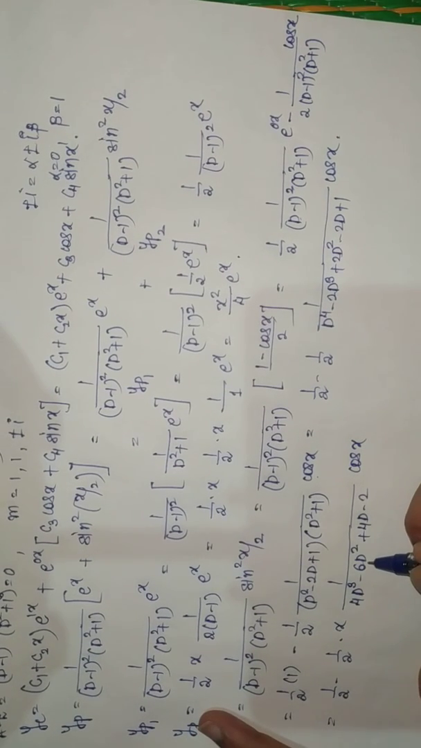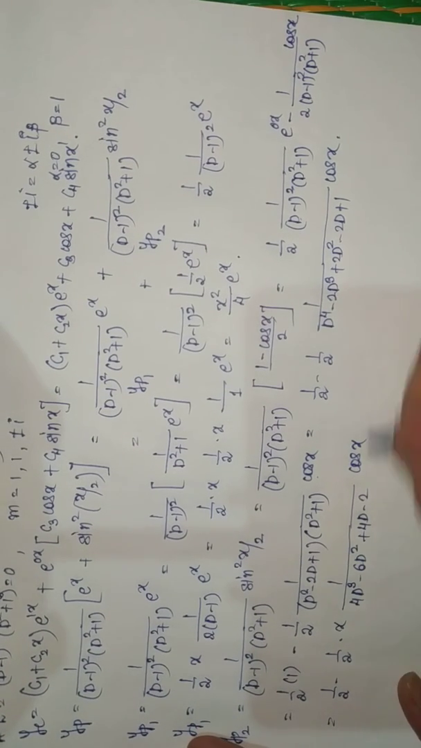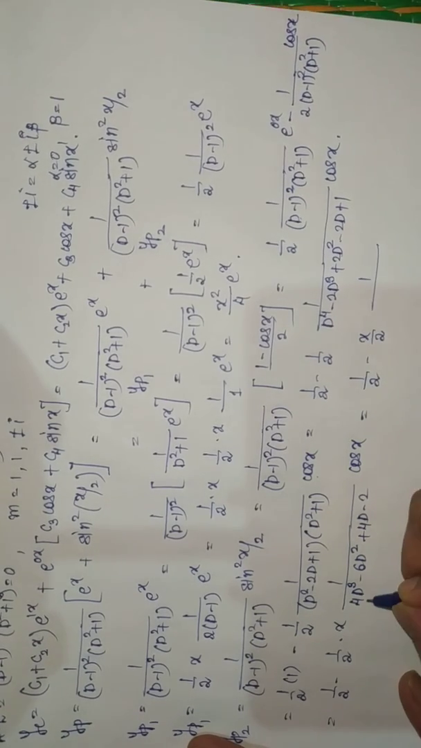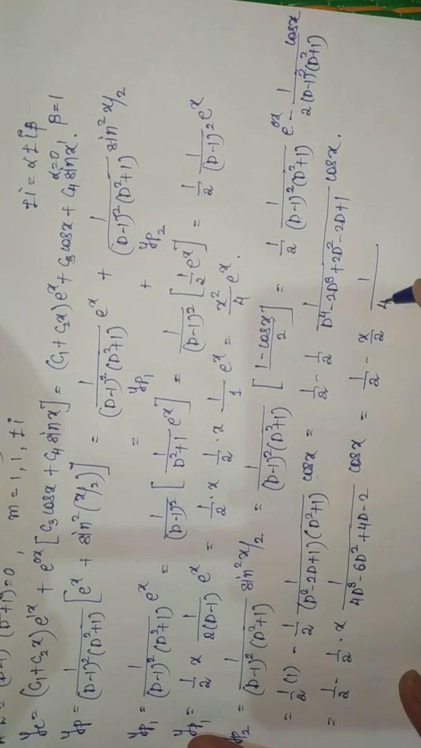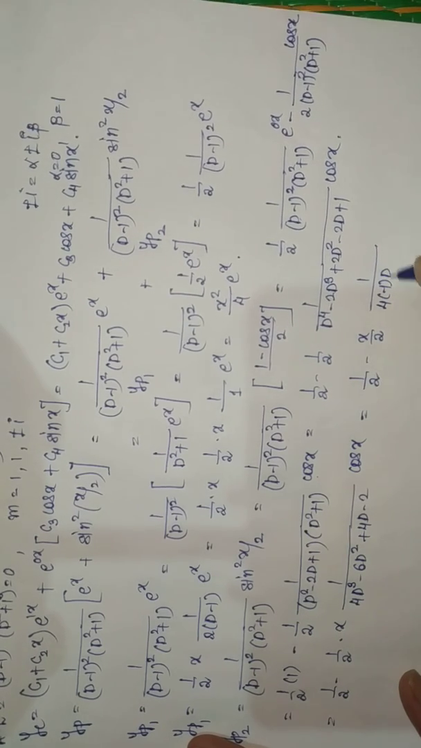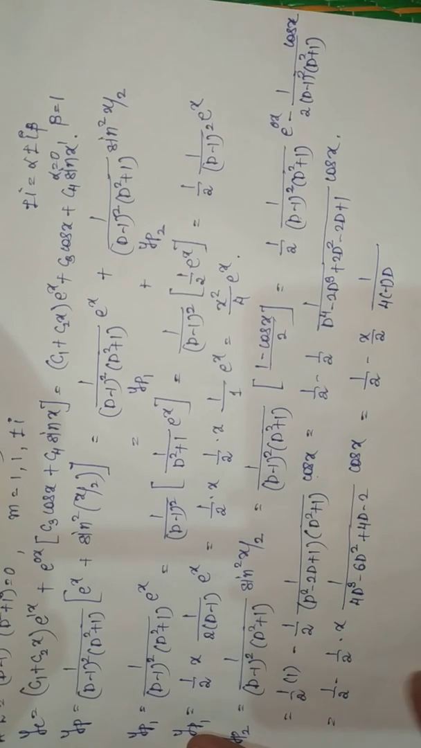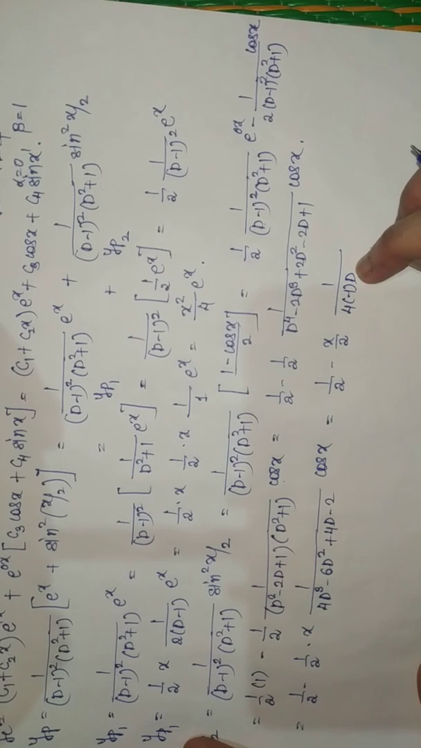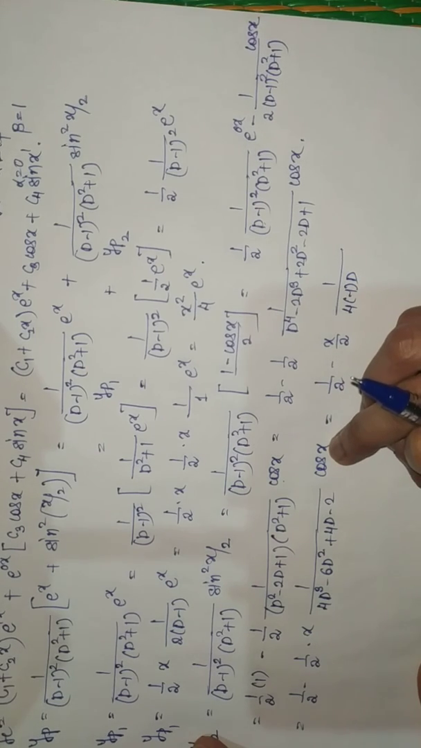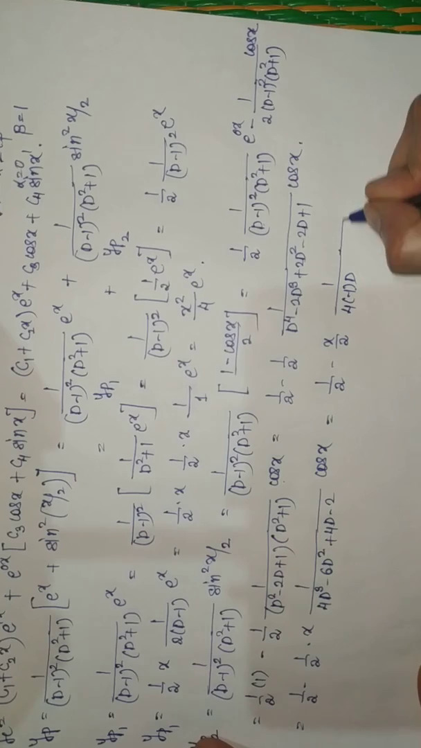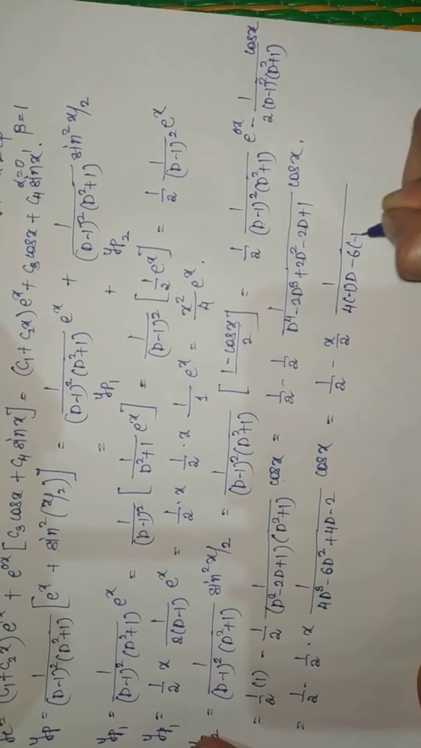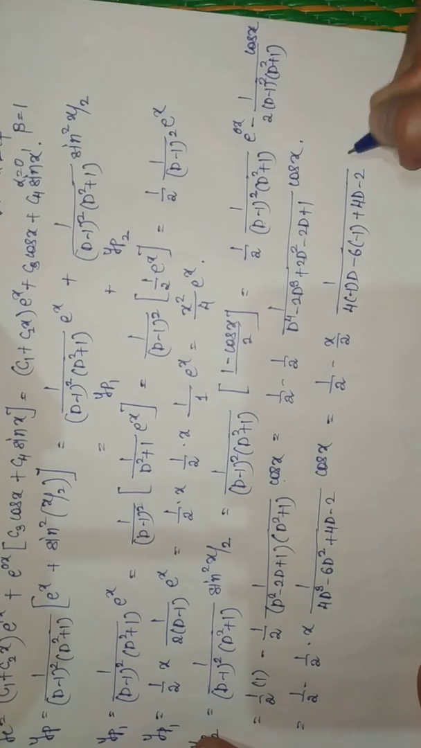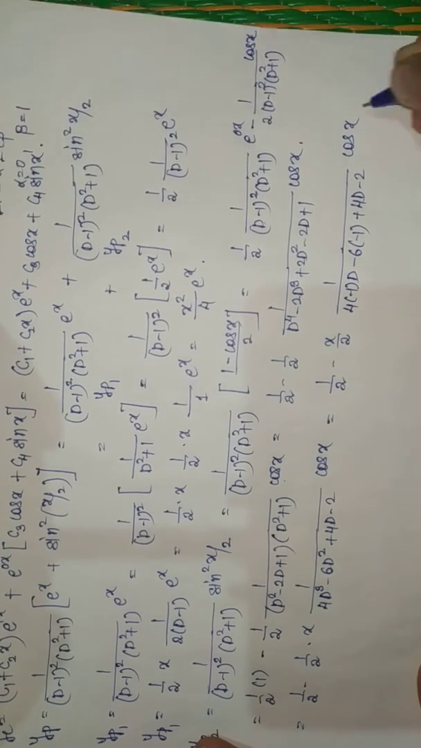Now if I replace d square as minus 1, let's see what we get. Half minus x by 2. See, d cube is here. So 4 d cube means 4 d square into d. The d square term we will replace as minus a square, which is minus 1, and one more d term will remain, which we are going to write as it is. Minus 6, replace d square as minus 1, plus 4d minus 2 over cos x.